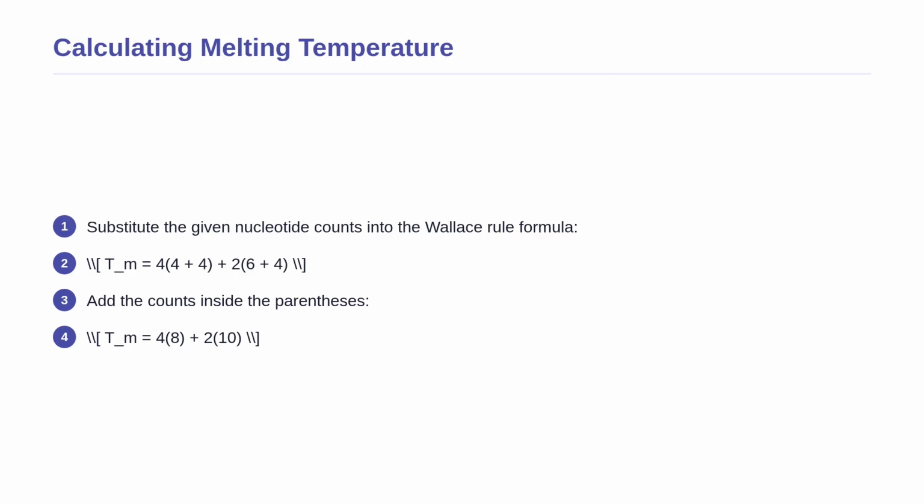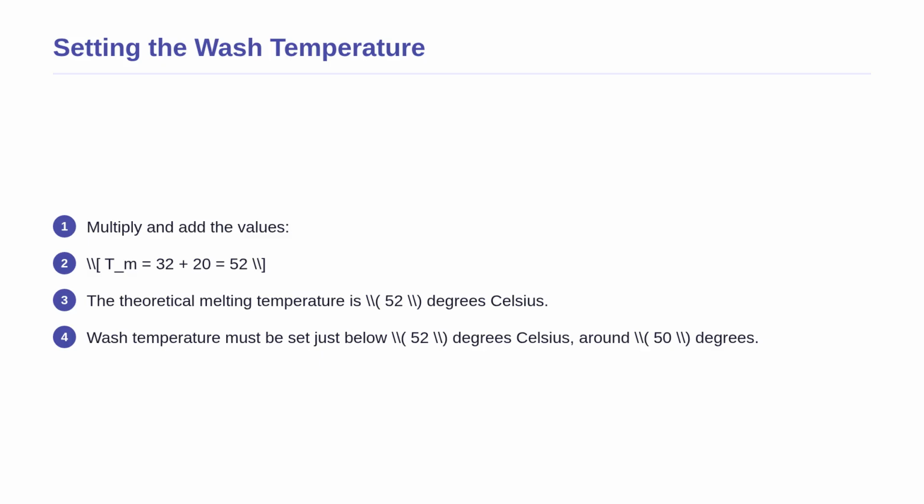Multiplying these by their respective hydrogen bond factors gives us 32 plus 20. Adding these values gives us a final melting temperature of 52 degrees Celsius. This means at 52 degrees, the perfectly matched probe will start to detach. So we have proven that the theoretical melting temperature is 52 degrees Celsius.